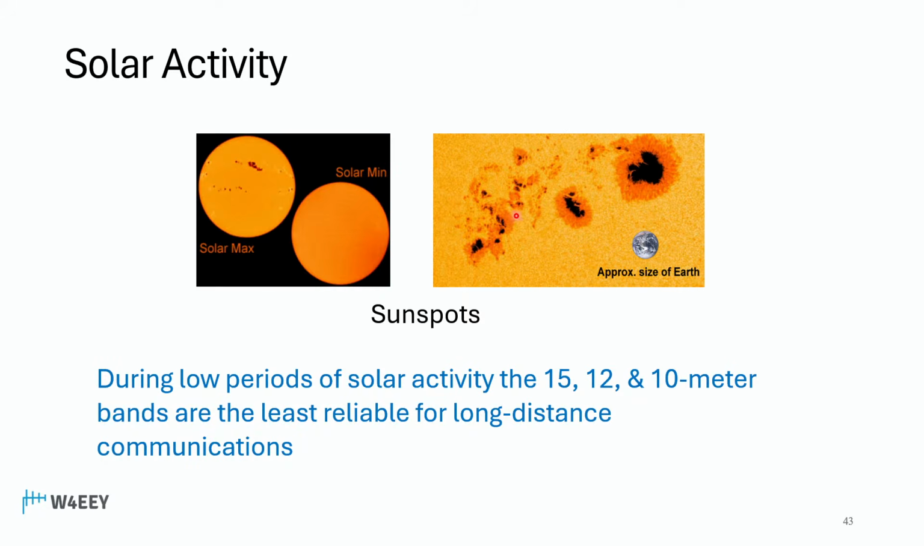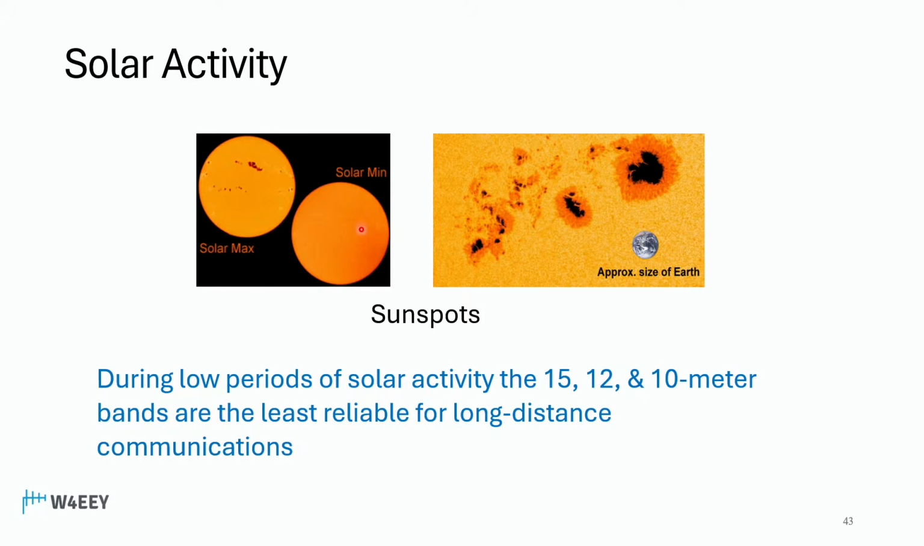And here's a closer look. You can see the approximate size of the Earth in comparison. The Earth is much smaller than the sun. So during periods of low solar activity, like no sunspots, the 15, 12, 10 meter bands are the least reliable for long distance communications.